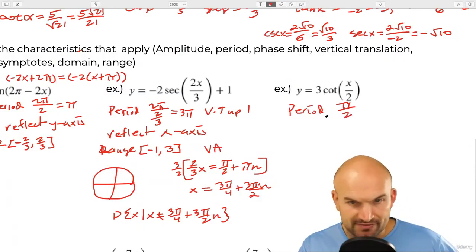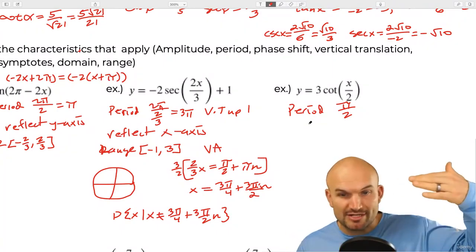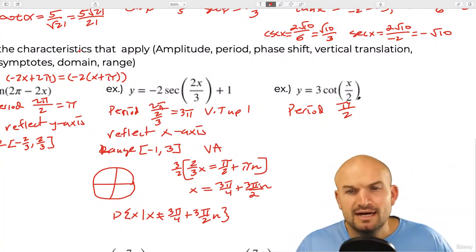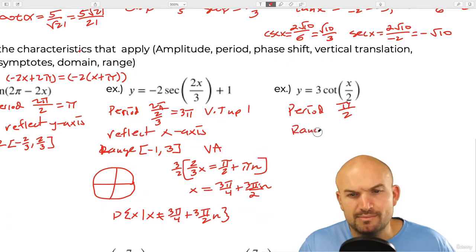We don't have a vertical shift. We don't have a phase shift. We just have a vertical stretch. That's fine. The range is going to be all real numbers, so that's going to be from negative infinity to infinity.